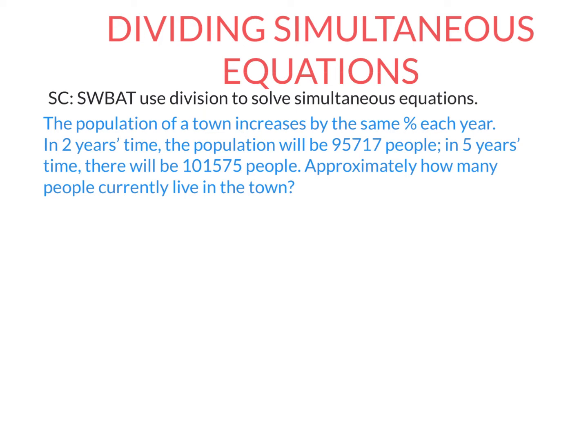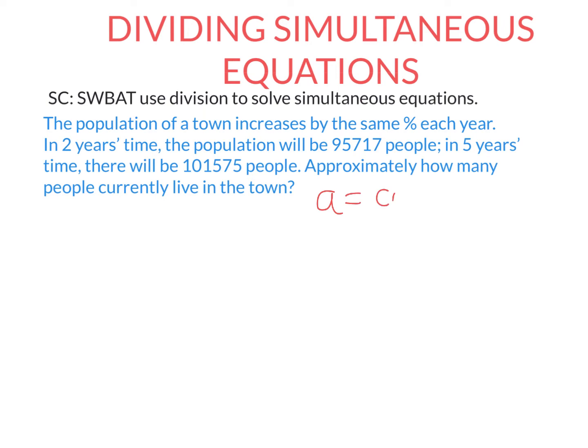Population of a town increases by the same percent each year. In 2 years' time, the population will be this. In 5 years' time, the population will be this. We're going to find out how many people currently live in the town. So we know that this is a simultaneous equations question because there are two bits of information, population after 2 years, population after 5 years, and there are also two unknowns.